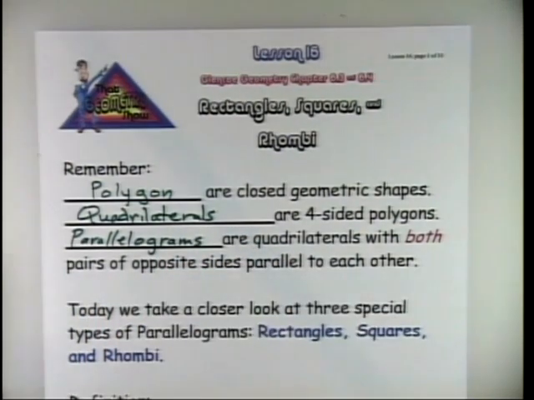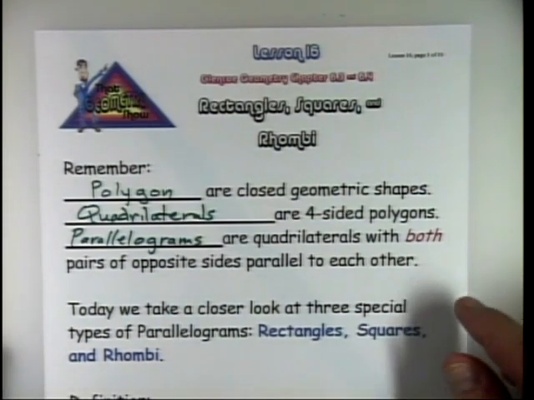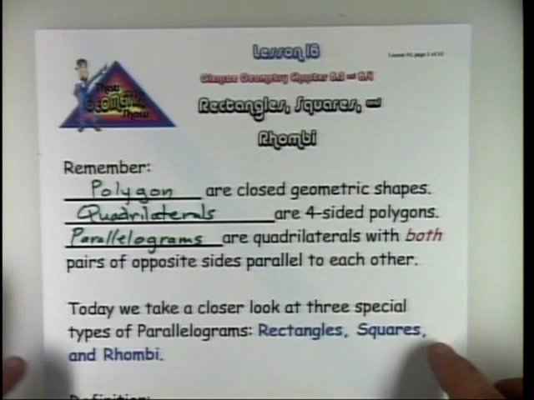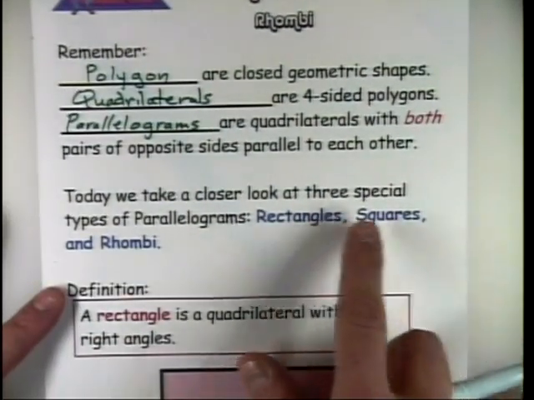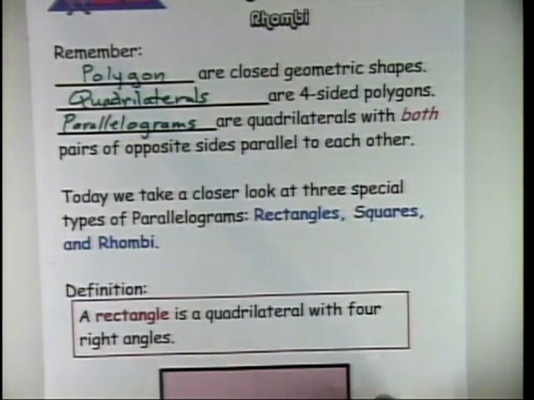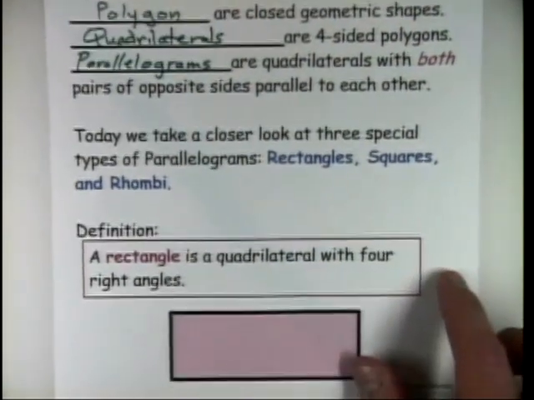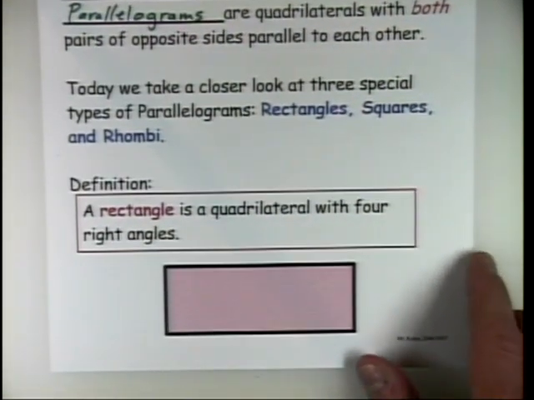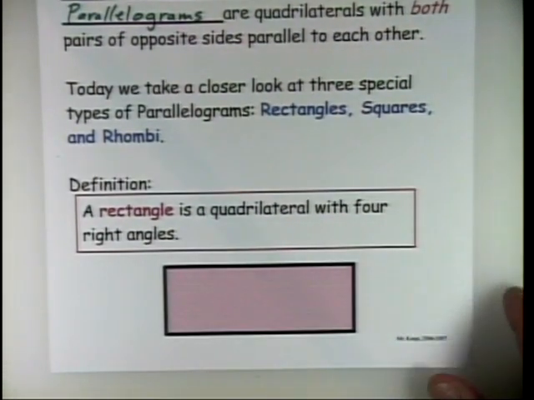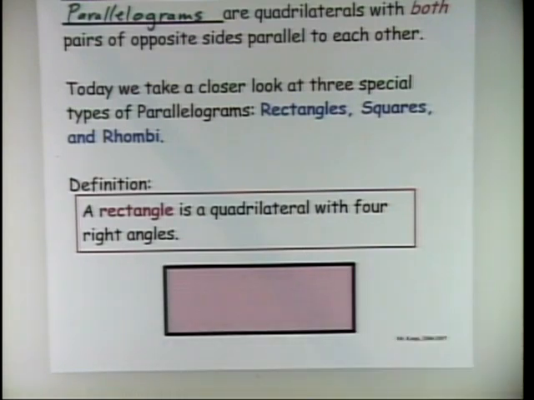Now, you might think that that's getting pretty specific, but today we're going to get even more specific, and we're going to talk about three special types of parallelograms. Those are rectangles, squares, and rhombi, in that particular order. So, to the first formal definition. Most of y'all out there are really familiar with what a rectangle is, but here's the formal definition.